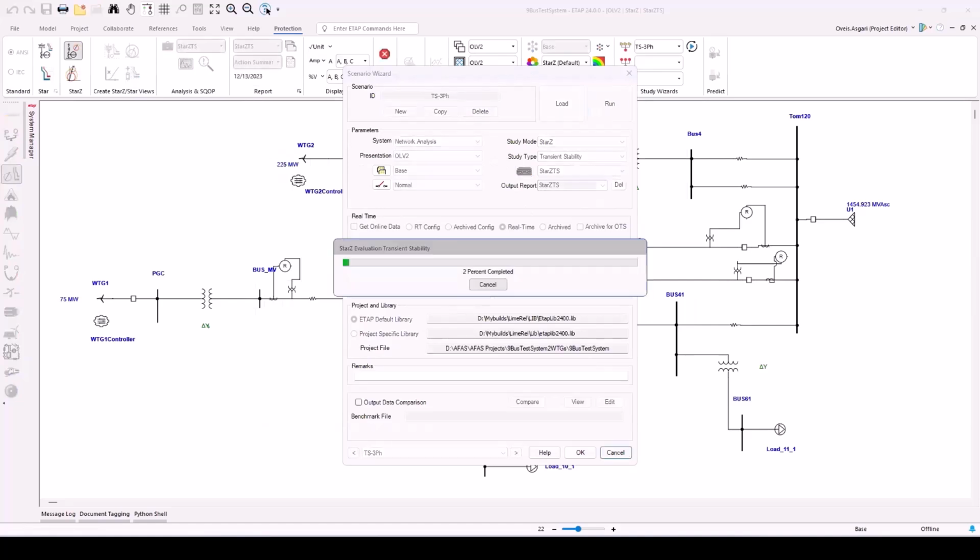StarZ TS study integrates both capabilities of StarZ protection and coordination module and transient stability module, where it performs a unified protection and transient stability study to accurately capture interactions between system dynamics and protection settings. So for more information of its capabilities and features, please refer to the ETAP website where several interesting webinars are available.